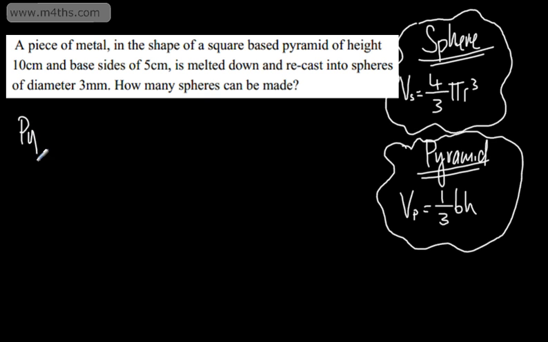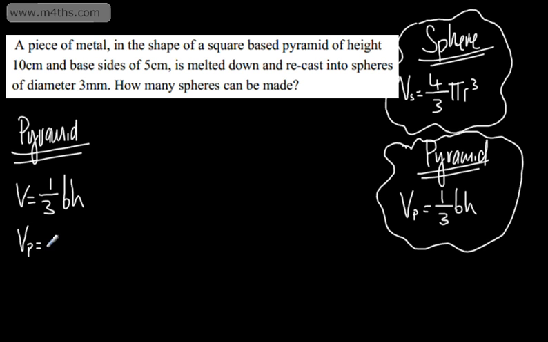So we'll start off and just show the examiner, if this is an exam question, we know what we do. So the volume is going to be 1/3 the base times by the height. So we can say the volume of the pyramid is going to be 1/3. We've got now the base, which is going to be 5 squared, which is 25, multiplied now by the height, which is going to be 10.